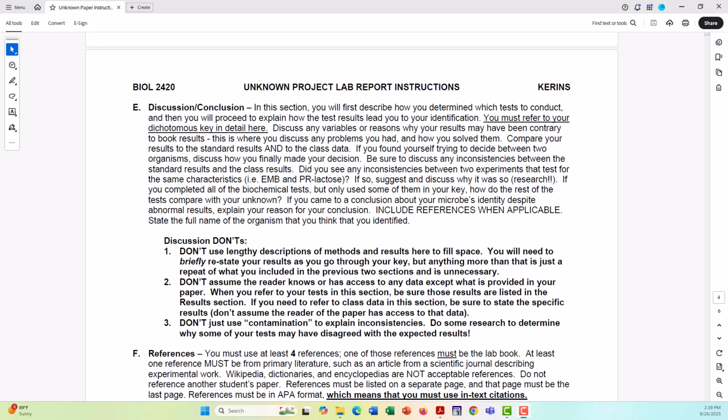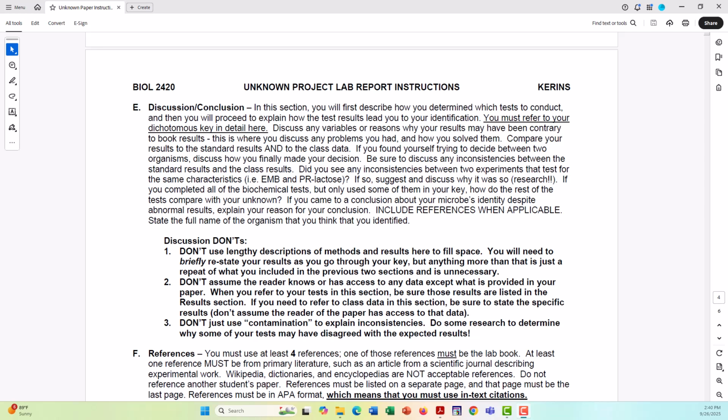Don't assume that whoever is reading your paper has any access to the data that you're referring to, except what you provide in your paper. So, if you are referring to class data, make sure you state what that class data was for that specific test. I need to know what that is, because don't assume that I have access to that information.